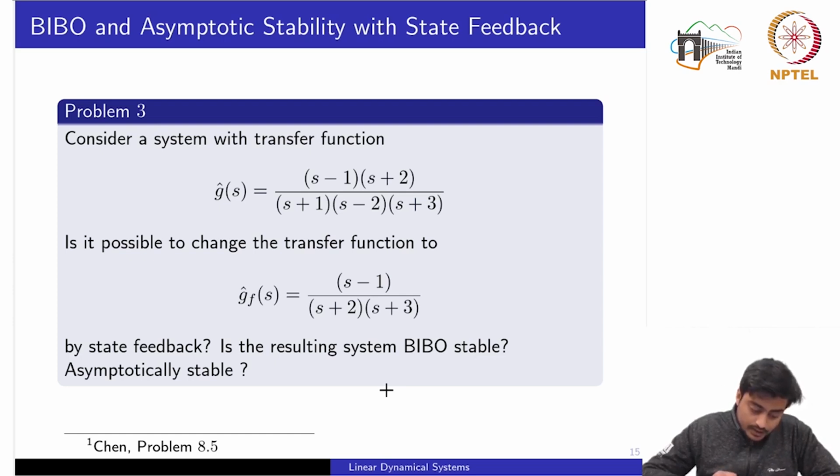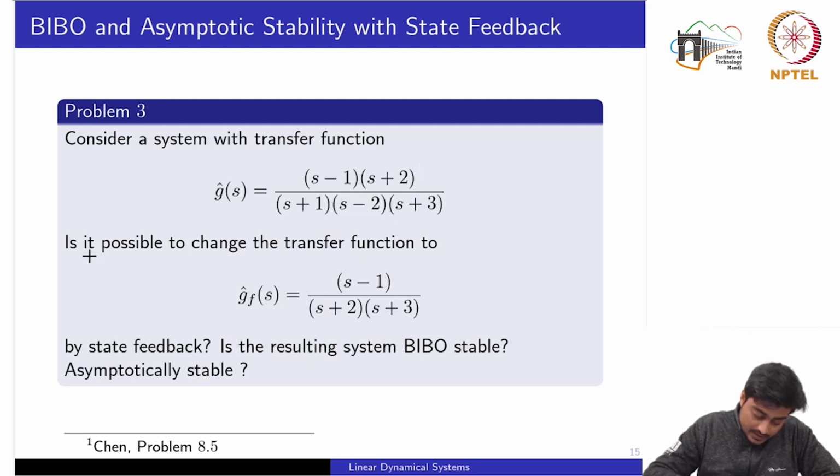In problem 3, consider a system with the given transfer function. Here we have taken a single-input, single-output system where the zero at 1 is a non-minimum phase zero because it is located on the right hand side, and at the same time it is also an unstable system because one eigenvalue, or one pole, of this transfer function is also located on the right hand side.